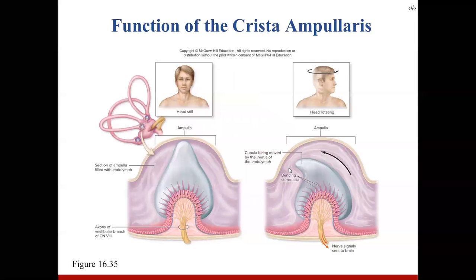Now when your head spins, if you're standing still, it's not moving. But if you turn your head or you rotate, this gelatin is going to move, and it's moving because the endolymph is moving. When that moves, it causes the hairs to bend, and that's going to trigger a neural impulse.